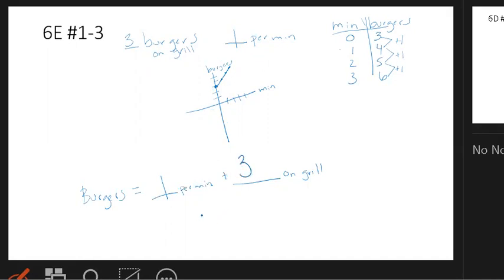So as we talked about in class, if we were going to give minutes the abbreviation of M and burgers the abbreviation of B, our equation would be B equals 1M plus 3. And remember, we talked about how you can put a 1 here, but it's always understood. If you only have 1 M, then you don't have to put the 1. So B is equal to M plus 3.